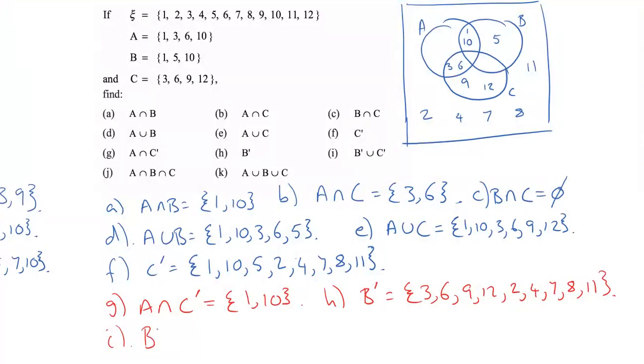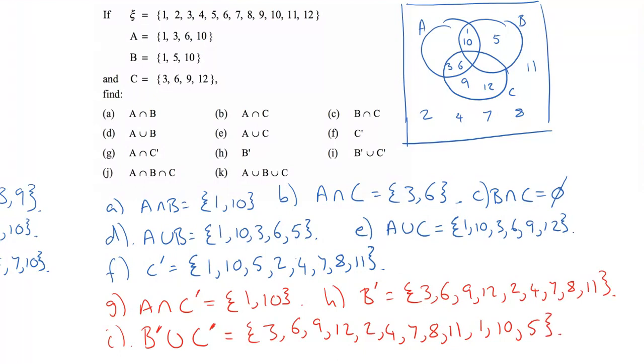So B dash union C dash. They can be either in B dash or they can be in C dash. Doesn't matter. So let's write out B dash first. So B dash is going to be 3, 6, 9, 12, 2, 4, 7, 8, and 11. And then what else have I not included yet that isn't in C? Well, that is going to be 1, 10, and 5. In actual fact, that's every single element there. They're all going to be in that set.